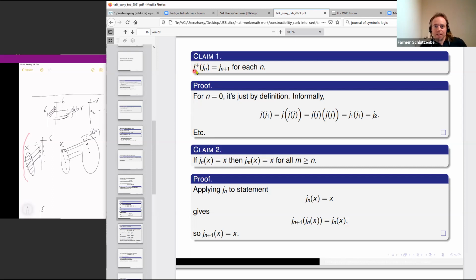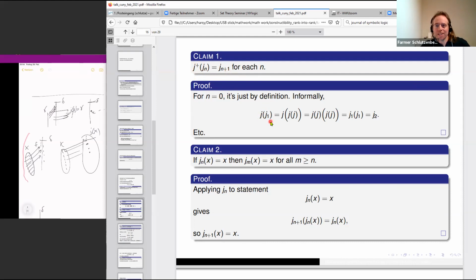So first of all, as was mentioned earlier, I defined J_{n+1} as J_n of J_n, but it's the same thing as J of J_n. And that's easy enough to see. For n equals 0, that's just by definition. J of J is J_1. For n equals 1, it's this. So if n equals 1, we want to see that J of J_1 is J_2.